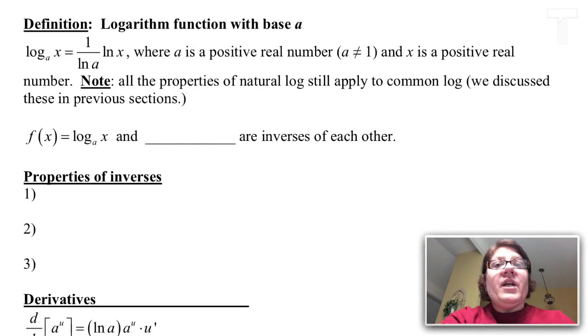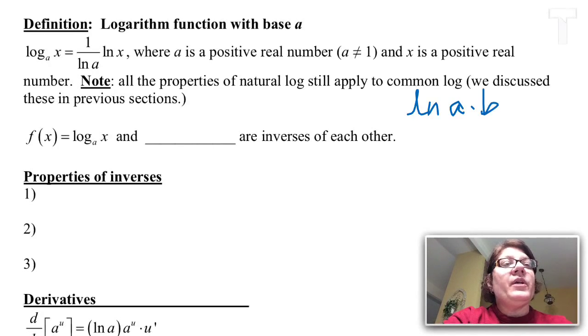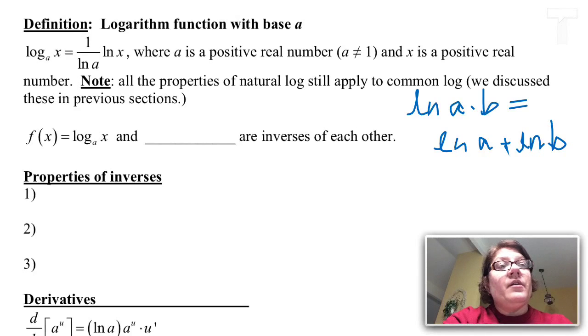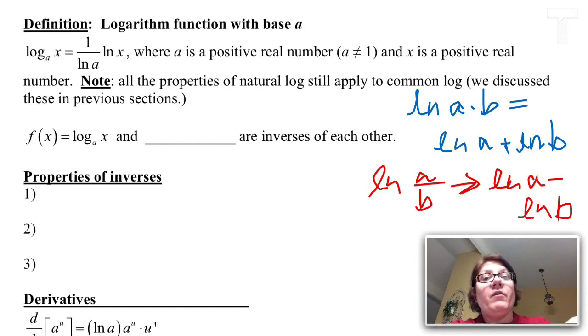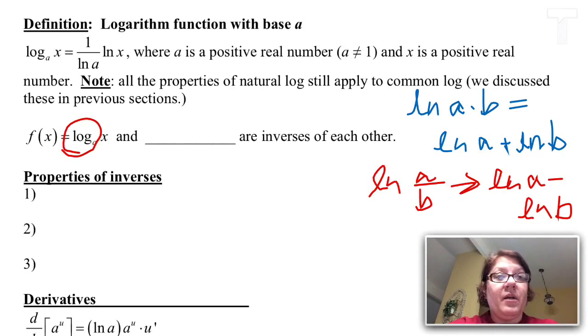So just because we're changing log base doesn't mean our rules don't apply. Of course, we know that if we have multiplication, we can split it into addition, and the same thing holds true for division. If we have a division problem, we can still turn it into subtraction, and the only difference is that it won't say natural log, it'll say whatever log base we're working in. And of course the power rule still holds.